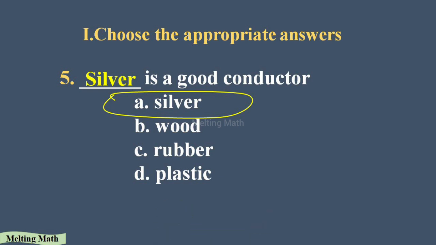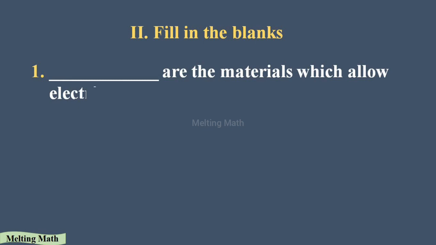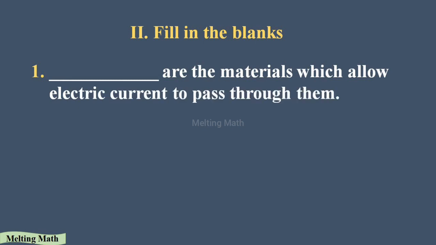Next, see Roman numeral 2, that is, fill in the blanks. Let's see the first one. Dash are the materials which allow electric current to pass through them. What are the materials which allow the electric current to pass through them? Definitely conductors are the materials which allow the electric current to pass through them, because only a conductor conducts electricity. So conductor is the correct answer. We already discussed it in the previous video. Please watch that video to get better knowledge about all these things.